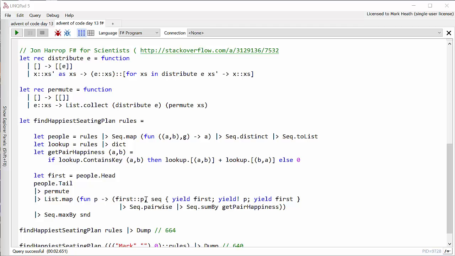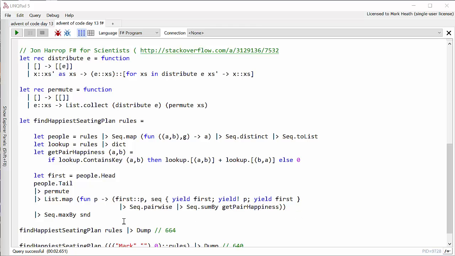And then I need to actually work out the happiness of this seating plan. And so to add a person to the beginning and end of a sequence, like we did with C#, I can do that by creating a sequence expression, yielding my first person, yielding all the people in the permutation, and then yielding the first person again. And then F# has got a pairwise function, so I can just pipe that into that. And F# has also got a sumBy function, so I can pipe into that and call the getPairHappiness on each of the pairs and sum together.